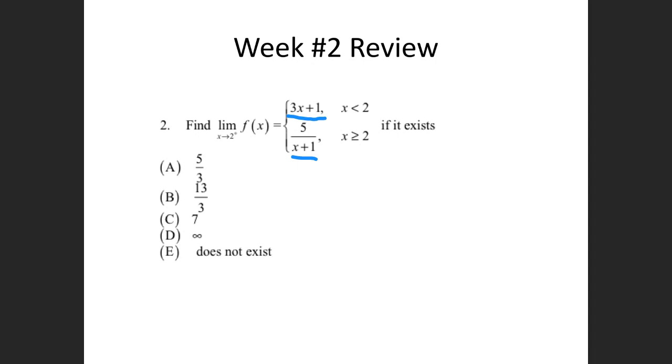This is a piecewise function. But it says that we're supposed to use this one when x is greater than or equal to 2. Well, it's asking me to find the limit as x approaches 2 from the right. That would mean I'm coming from the right-hand side, so x is greater than or equal to 2. So I would use this function right here, and I would just plug 2 in here. So my answer would just be 5/3. That's it. Okay, so you have to understand what a piecewise function is in order to understand which value you're supposed to plug in there.